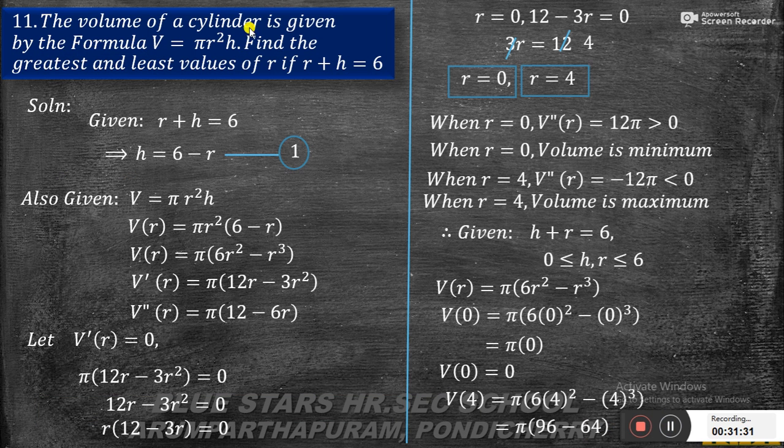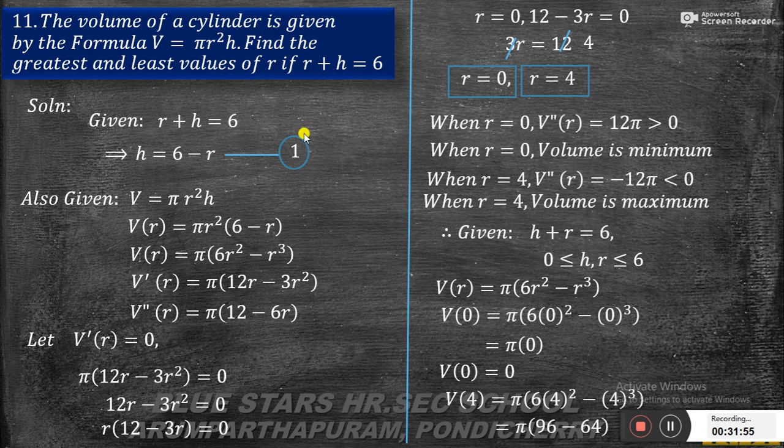Next, the volume of a cylinder is given by the formula V = πr²h. Find the greatest and least values of r if r + h = 6. You see the volume of the cylinder is represented by V = πr²h. Find the greatest and least values of r, so the radius value, the highest and least values, they ask about. So r + h = 6.